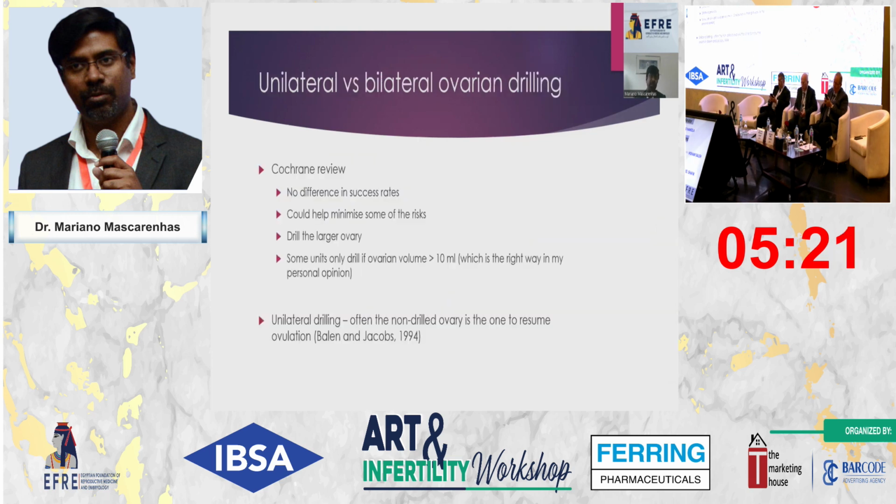Now, comparing unilateral versus bilateral ovarian drilling, the Cochrane review found no difference in success rates. And in my mind, this could help minimize some of the risks of periovarian adhesions. The general consensus is that if you're doing unilateral ovarian drilling, you drill the larger ovary, and some units only drill if the ovarian volume is more than 10 ml. Interestingly, ovulation often resumes in the non-drilled ovary, which indicates that the impact of ovarian drilling is not local to that ovary. It probably affects the entire hormonal ecosystem within a person.